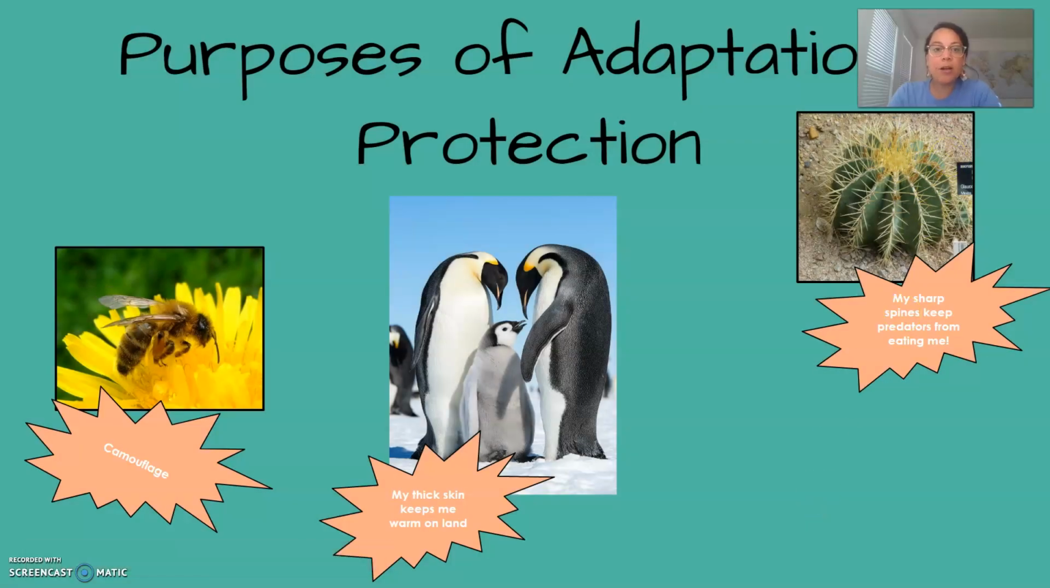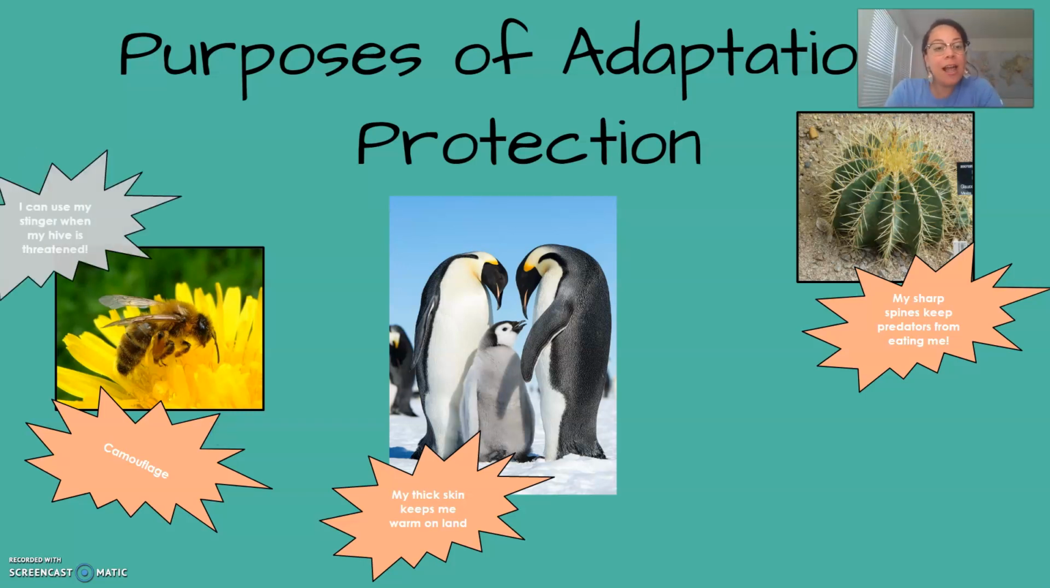First, let's talk about purposes for these adaptations, which one could be protection. This bee right here has camouflage. Its skin is a certain color, so it blends in with its environment, but also the skin of a bee, being black and yellow, warns predators that it could be poisonous. That's what the colors mean in the animal kingdom.